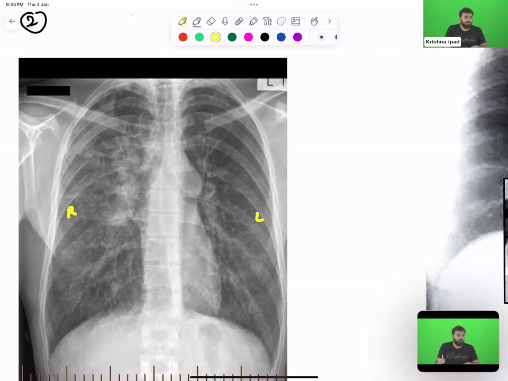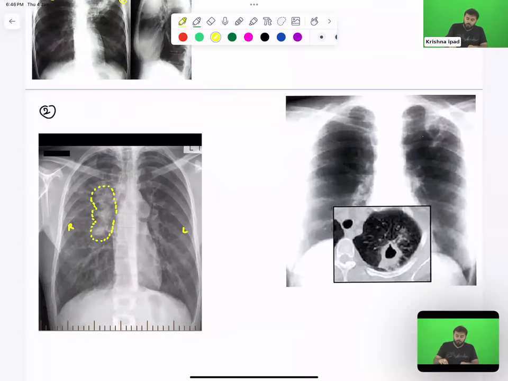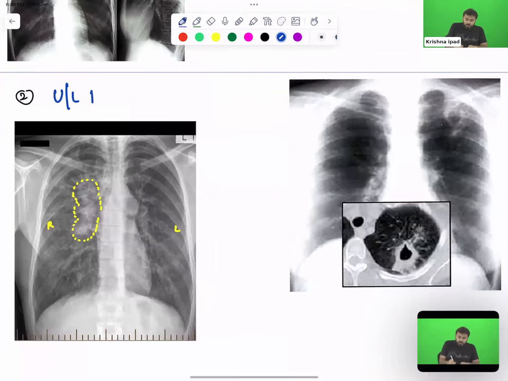Right and left. Where is the swelling? All of you can look at some swelling over here. A white color swelling near the hilar region. Right? Yes or no? On the other side, you don't have such swelling. Only at one side, you have such swelling. So, this is called unilateral hilar lymphadenopathy.